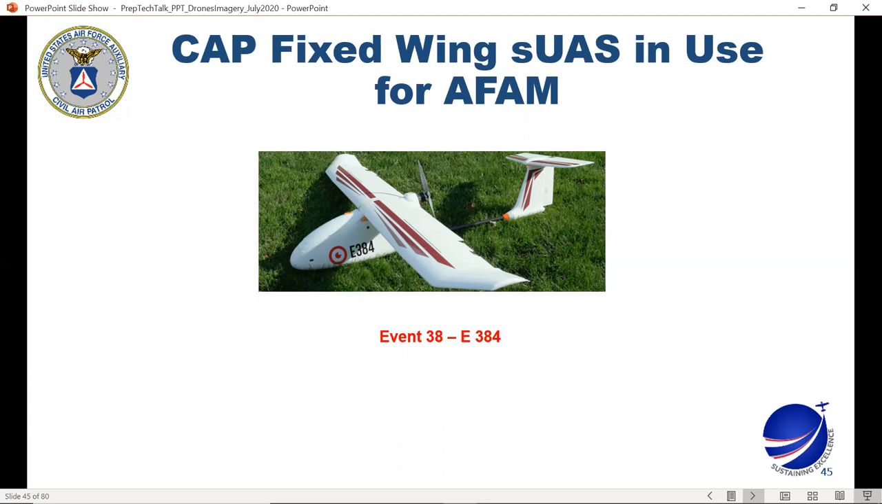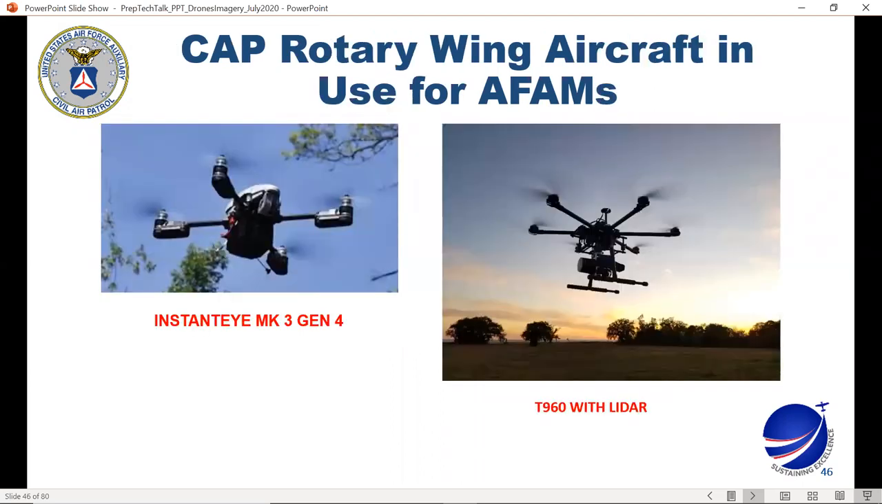Next slide, please. The two rotorcraft that we tend to use is the Instant Eye Mark III Generation 4. It has both inherent electro-optical in the 4K range, along with a high-end 640 by 512 long-wave infrared system. With the mission battery, our hover times are about 60 minutes, and we can equip it with a variety of mission packages, including drop mechanisms and special radio relay systems in the wave relay world.